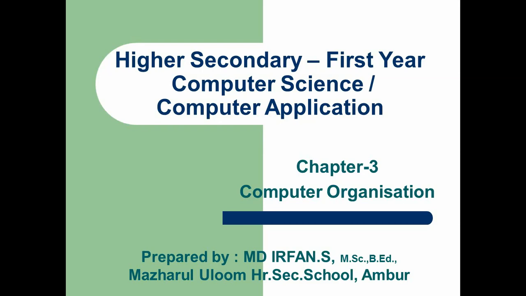This is the common chapter for both class 11th A and 11th C. In the previous chapter, we had some differences. That's why I placed two different videos. In computer science, there was an extra video for Boolean algebra. Now, chapter 3 is common for both computer science as well as computer application. In this video, we are going to discuss chapter 3, computer organization.